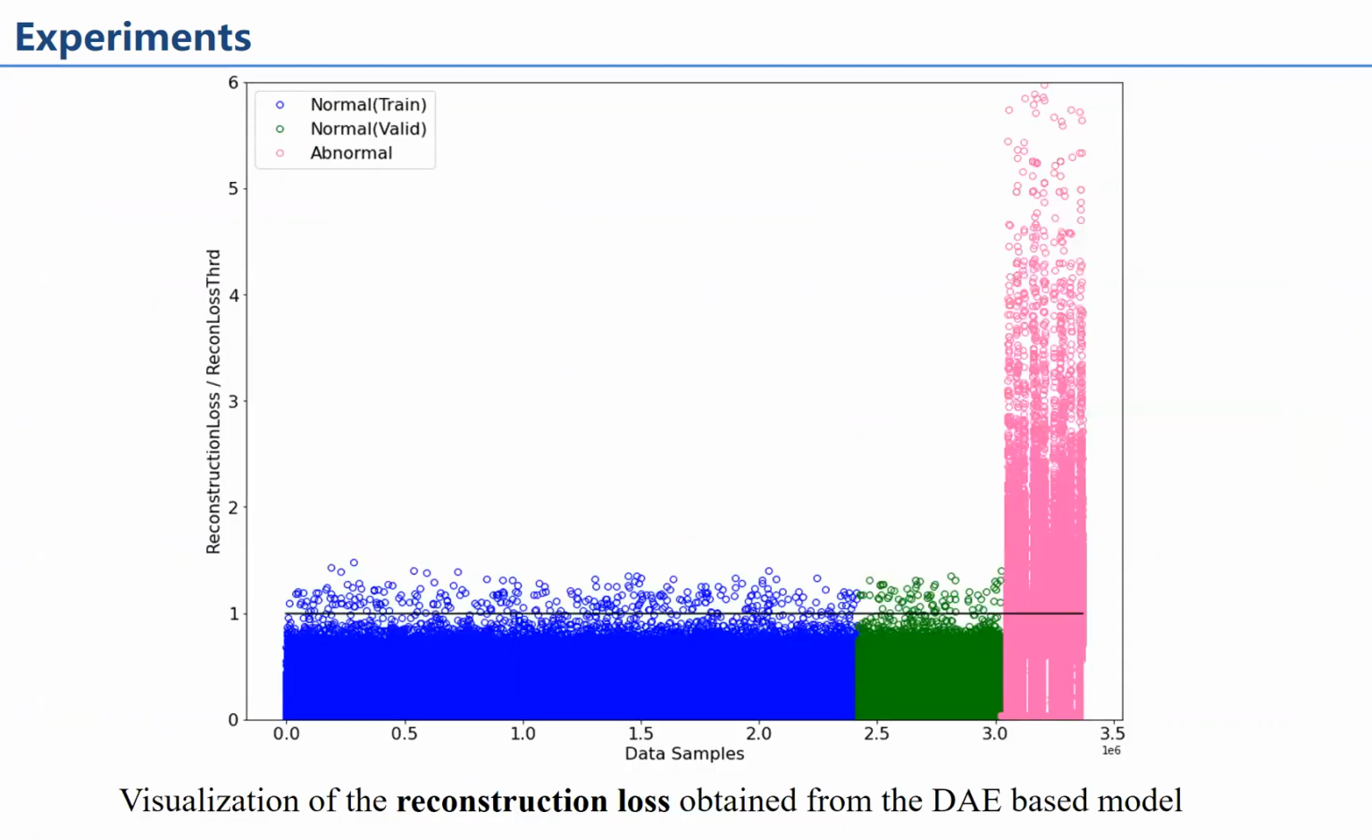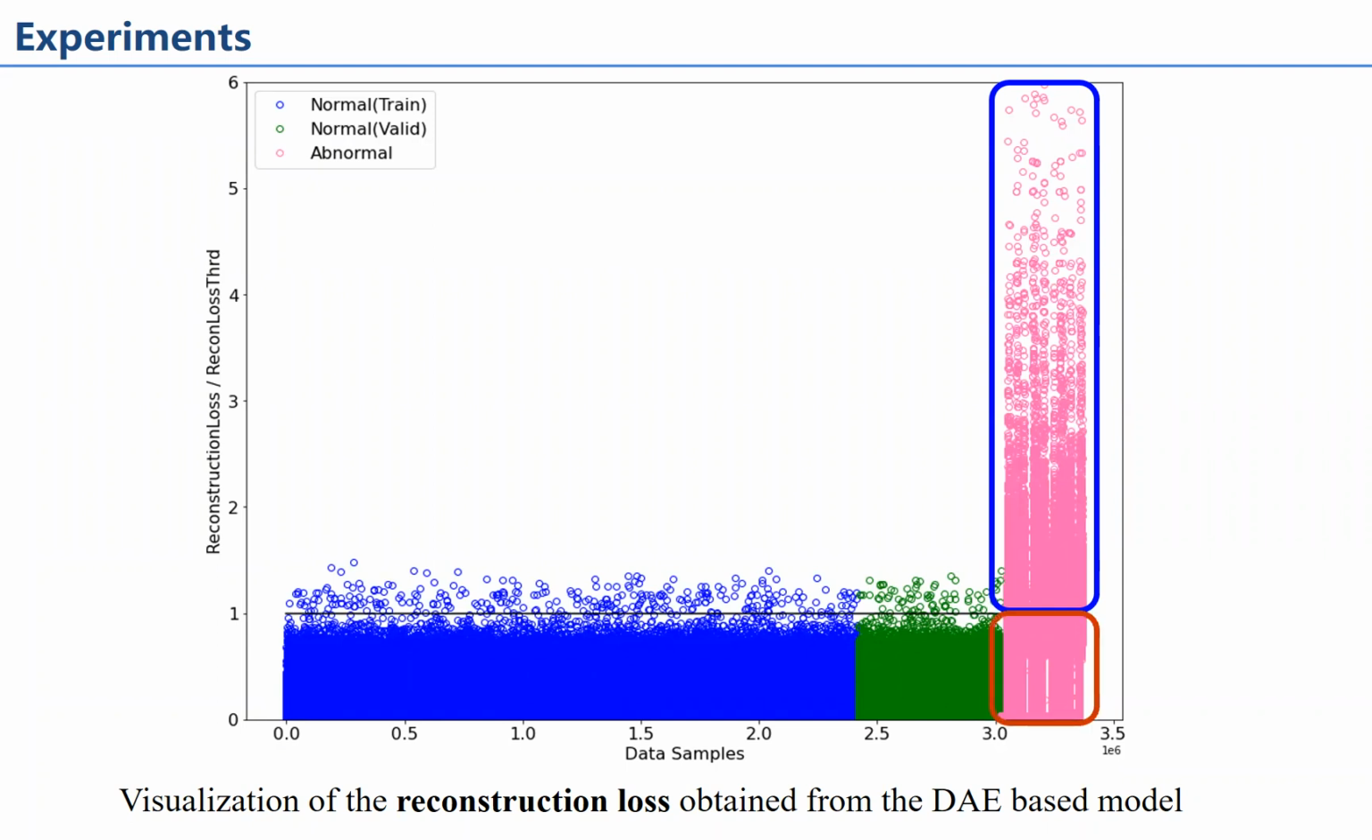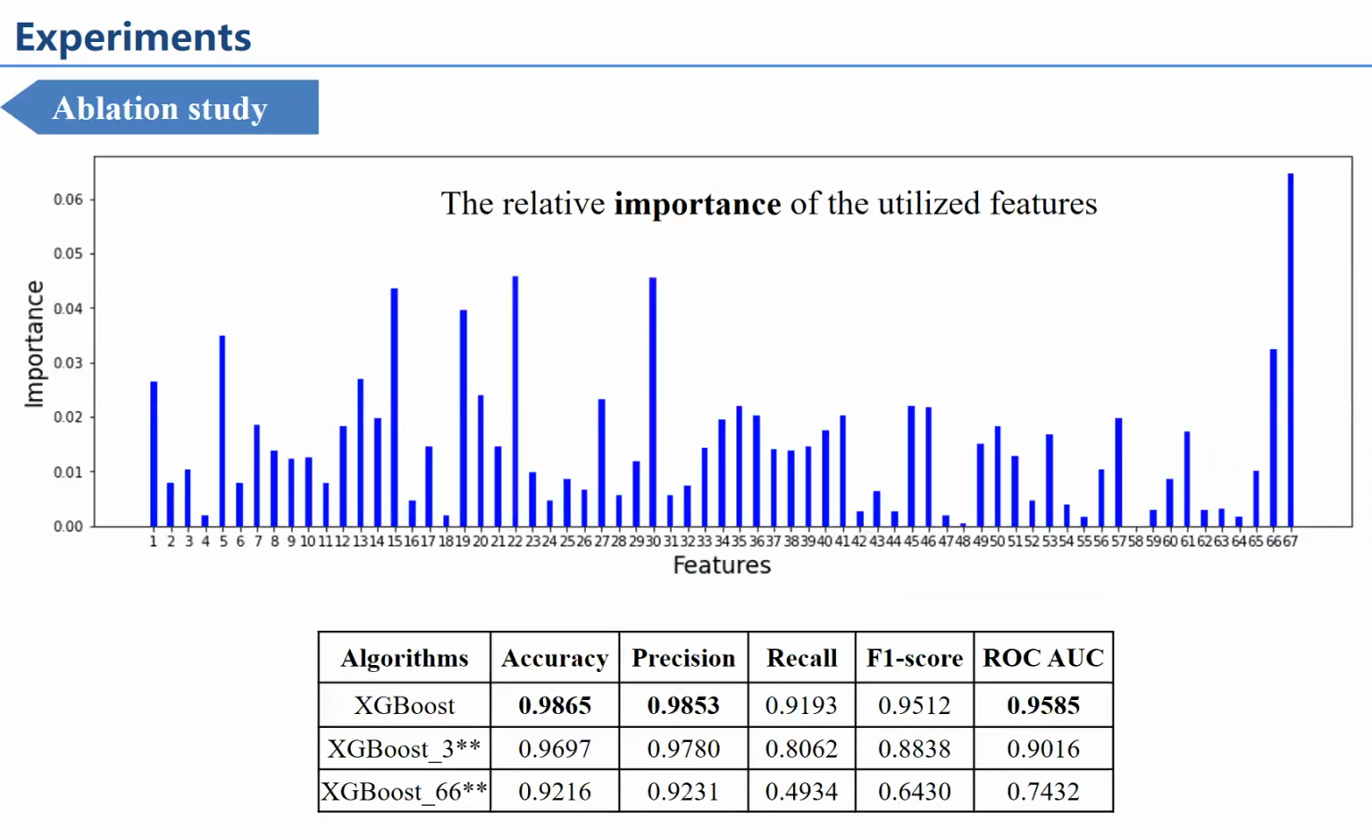This figure visualizes the reconstruction loss obtained from the deep autoencoder-based semi-supervised learning method. It can be seen that a large proportion of the anomaly data instances obtain higher reconstruction loss compared with the threshold. However, there are still anomaly data samples that deliver very low losses, which follow the algorithm. These findings somewhat verify the potential effectiveness of the proposed deep autoencoder-based method.